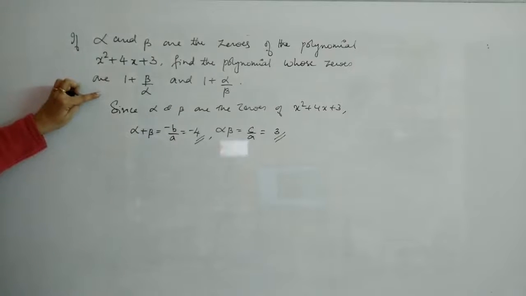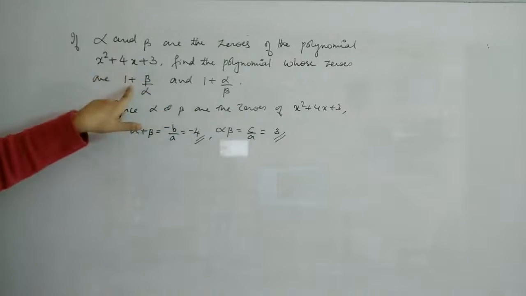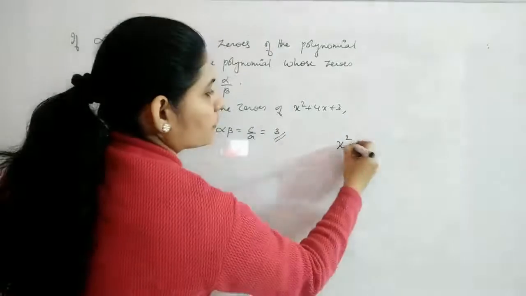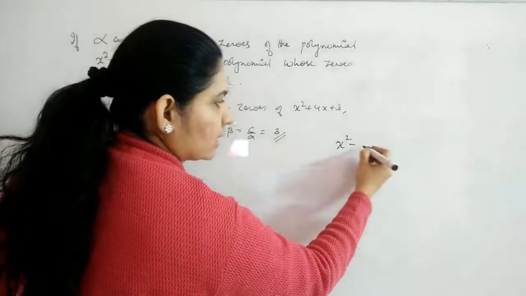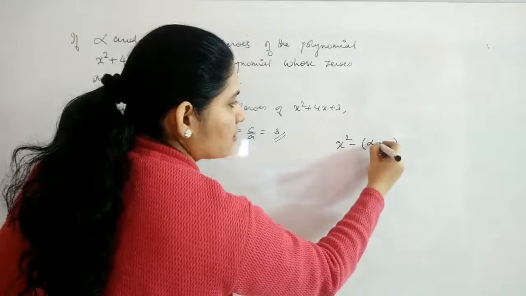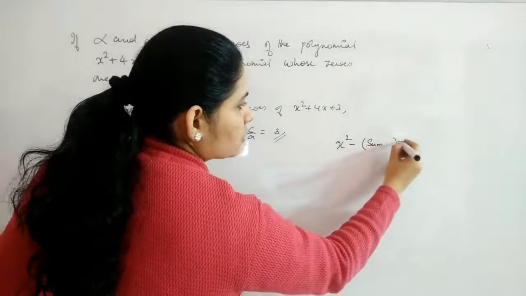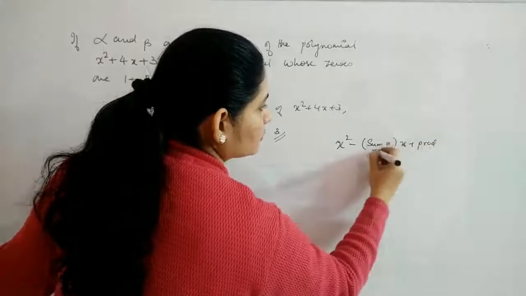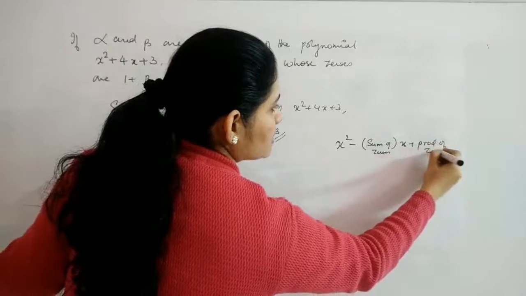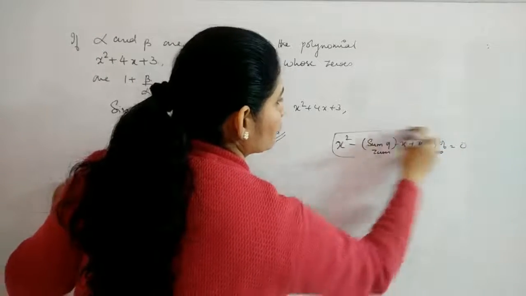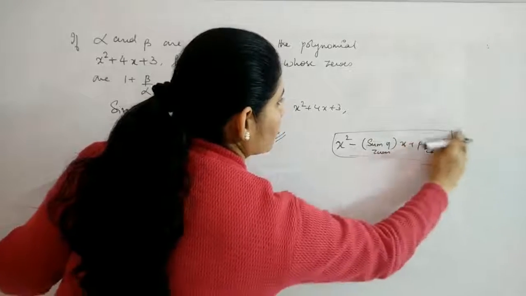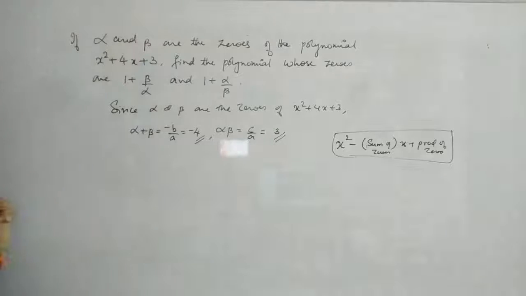Now you have to find out the polynomial whose zeros are these two. Means first you have to find out the sum and product, and after that you can use the formula, or you can say this is the way you will write: x square minus sum of the zeros into x plus product of the zeros is equal to 0. If it is a quadratic equation, you have to write it as equal to 0.